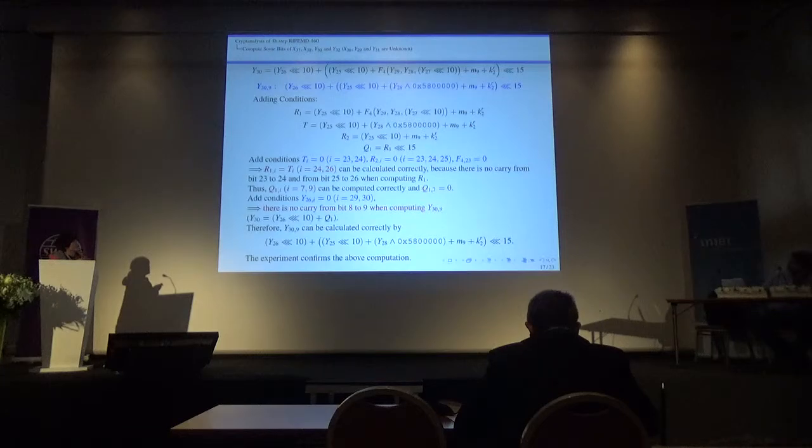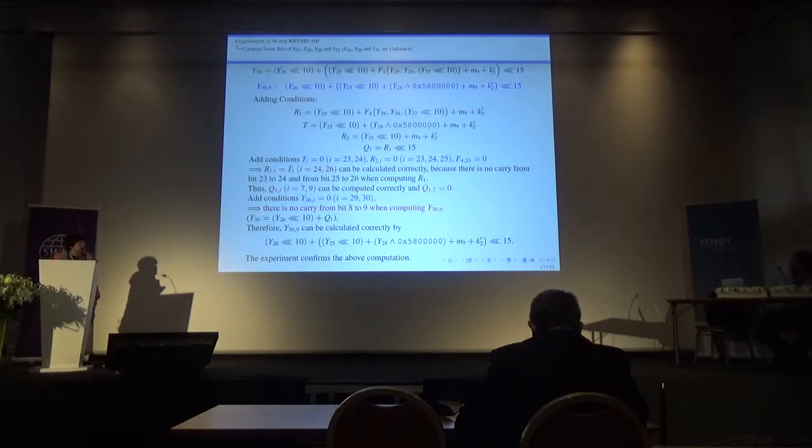We denote R1, T, R2, Q1 as follows, and add these conditions. Then we can get R1_i equals T_i, for i equals 24 and 26, because there is no carry from bit 23 to 24 and from bit 25 to 26 when computing R1. That means we add the conditions.